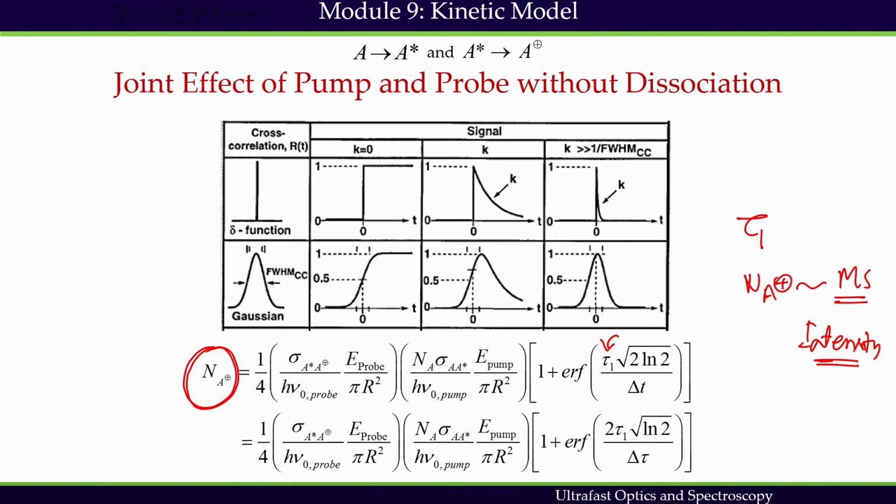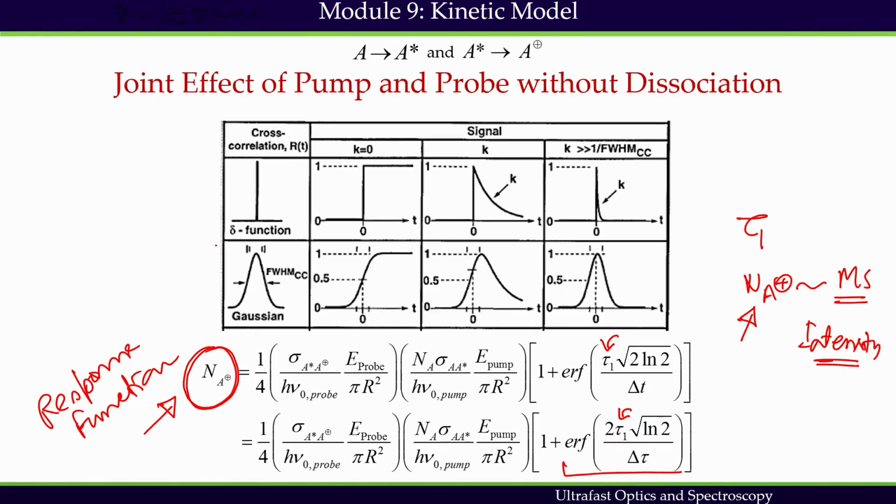And if I change the delay between two pulses, for each delay I will be able to get a different value of total ion yield, and I will be able to plot it. And again we are seeing that signal, this is the response function, that signal will depend again on the error function, and the variable is tau 1.